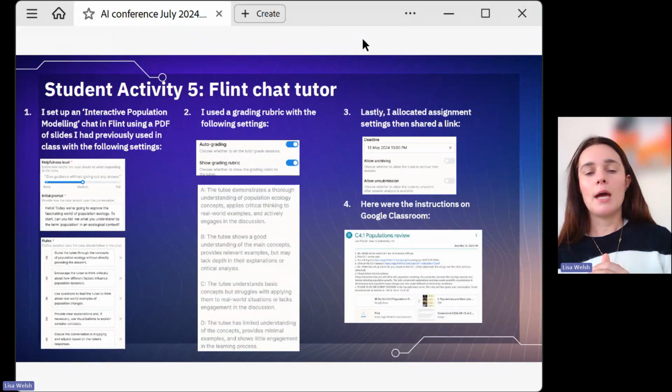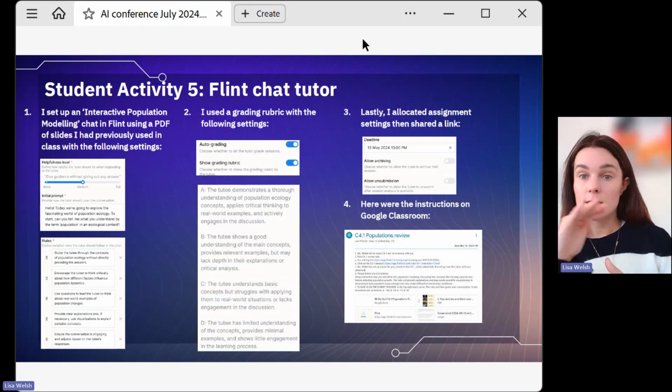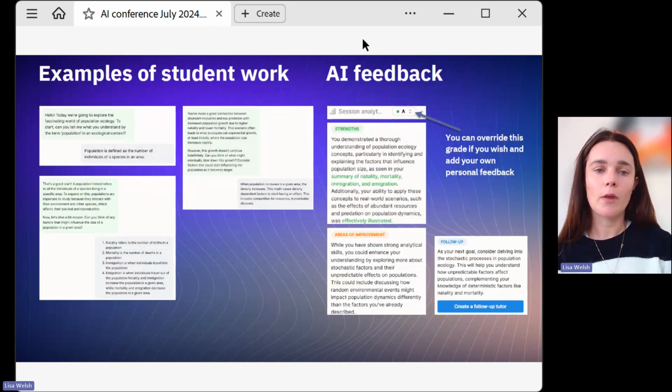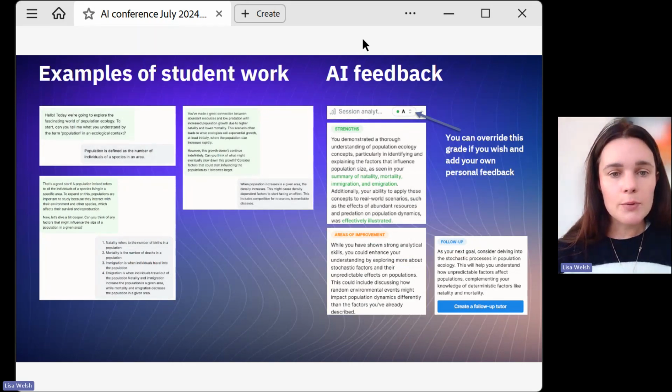And also, whilst they were working on that, I was able to see exactly what they were typing in at the time as well. So that's the good thing about Flint there. I'll give you some examples of the student work, just some screenshots.